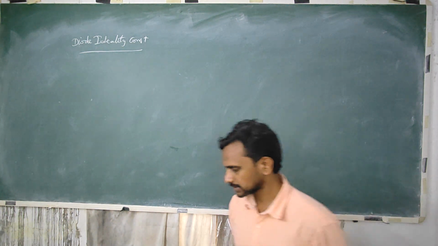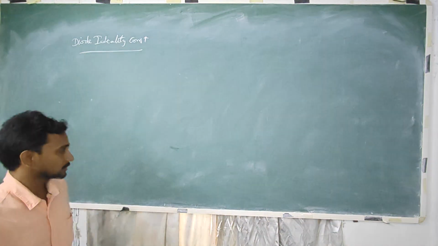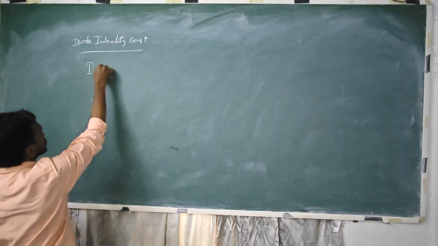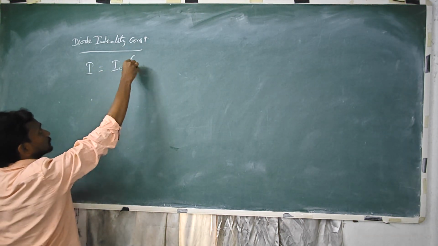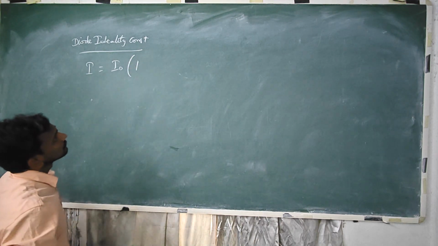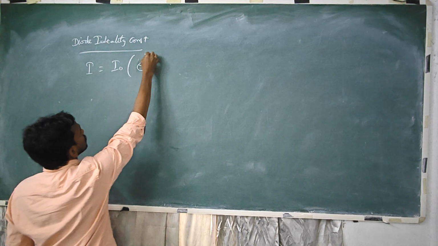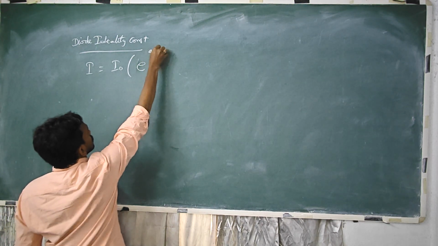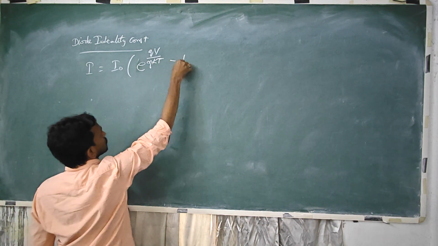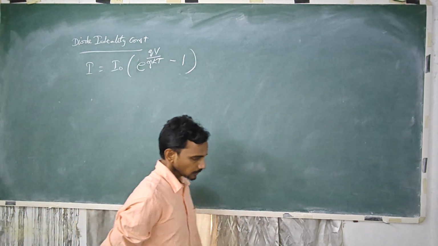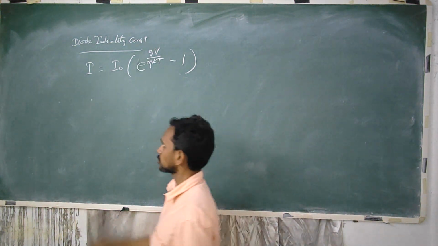Okay, so we have this diode equation or Shockley equation, which deals with the current flowing through the diode as I equal to I naught e power (qV by eta kT) minus 1. So this is the diode equation or Shockley equation.